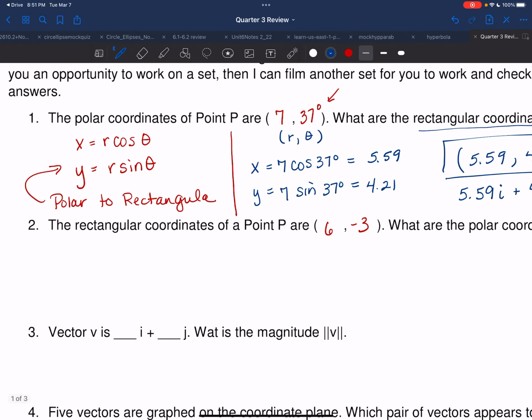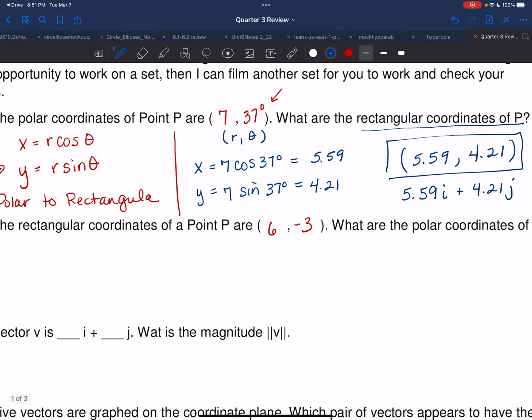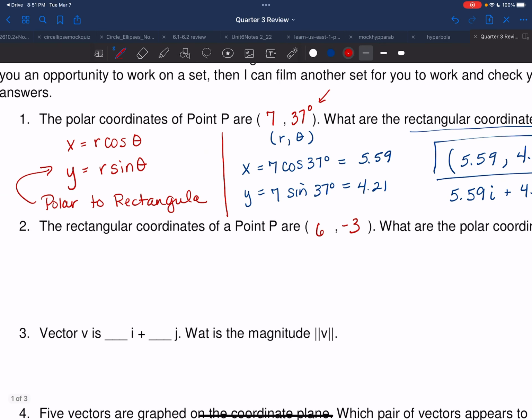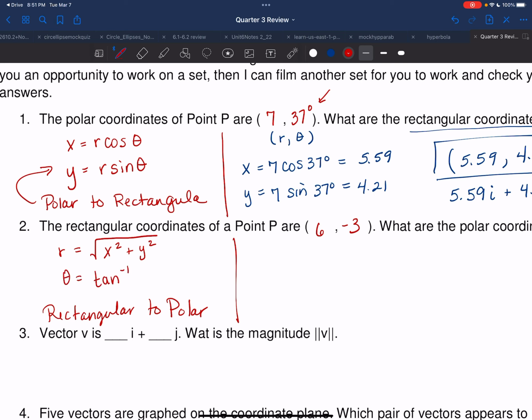Okay, the rectangular coordinates of point P are 6, -3. What are the polar coordinates? All right, so here we're going from rectangular to polar. And let's look at that process. So in order to do that, my r is going to be the square root of my x value squared plus my y value squared. And then if it does ask for the angle, that's going to be the inverse tangent of y over x.